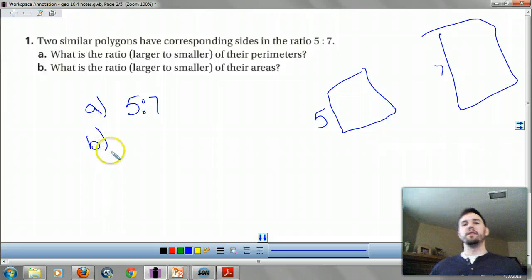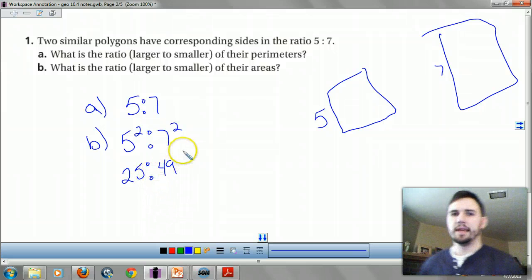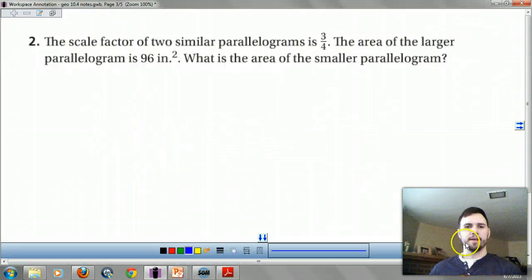But now for the areas, you have to square the ratio, okay? So my ratio would be 5 squared to 7 squared, or 25 to 49. Okay? That's all there is to it. Easy? You guys can teach me this lesson.